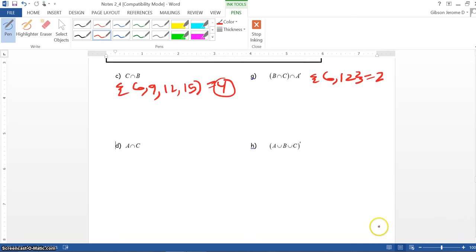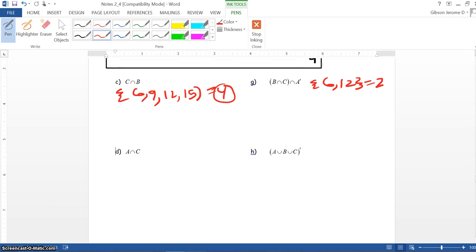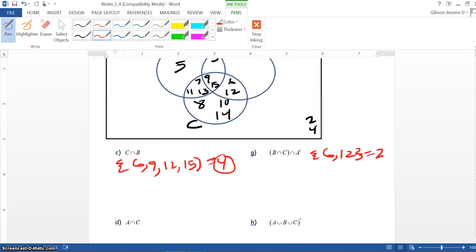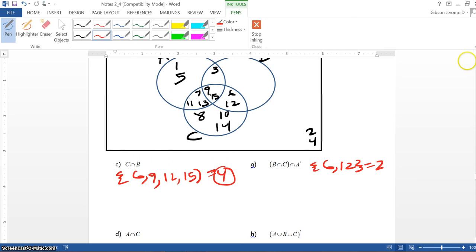Now we scroll down here to D and H. Now let me see if I can show this figure. Okay. Now we had A intersect C. Now if we look here, A intersect C are all of these elements here. We have 7, 11, 13, 9, and 15. I know they're out of order, but we have all of the elements here. So we have 5 elements, so the cardinal number is 5.